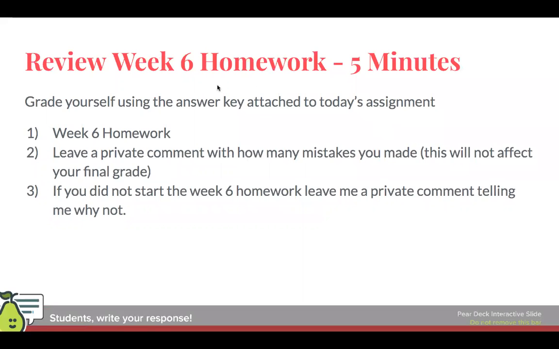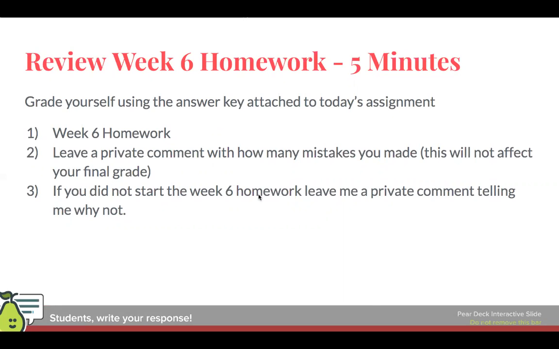Okay. So there is now time for a week 6 homework review where we're going to take 5 minutes. You're going to pull up your week 6 homework and you are going to use the answer key that's attached to this assignment. It just says answer key. You're going to leave a private comment with how many mistakes you made. This is not going to affect your final grade.